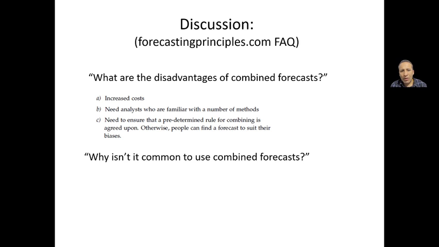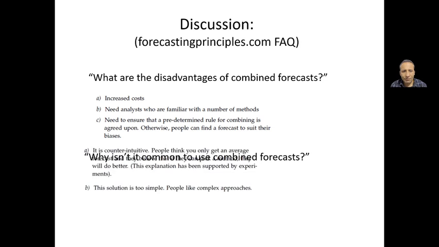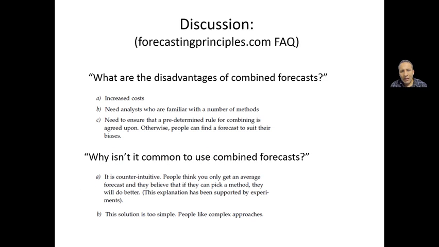Why is it not common to use combined forecasts? It is counterintuitive. People think you only get an average forecast, and they believe that if they can pick a method, they will do better. So the solution is too simple sometimes, and usually people like complex approaches.